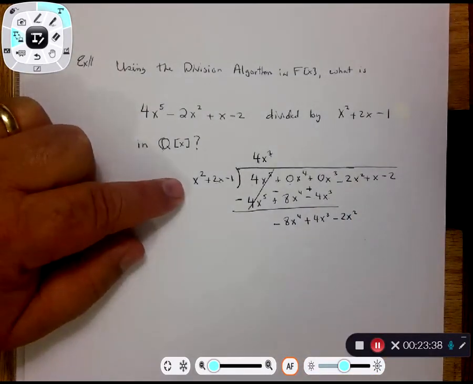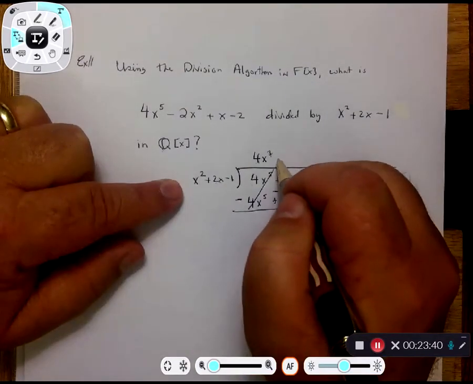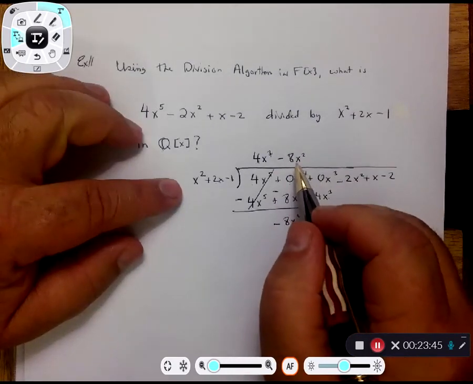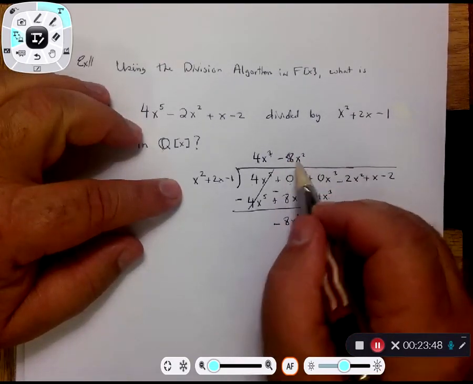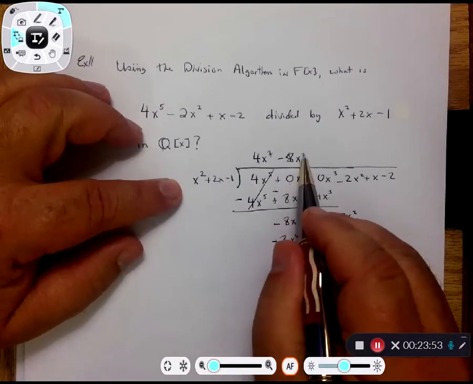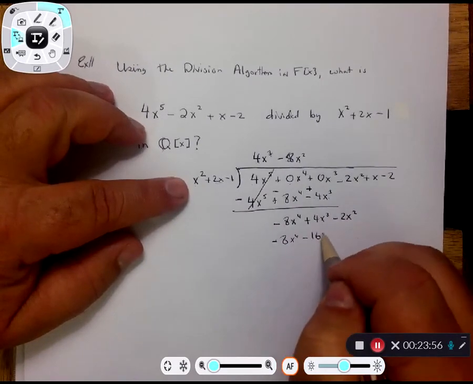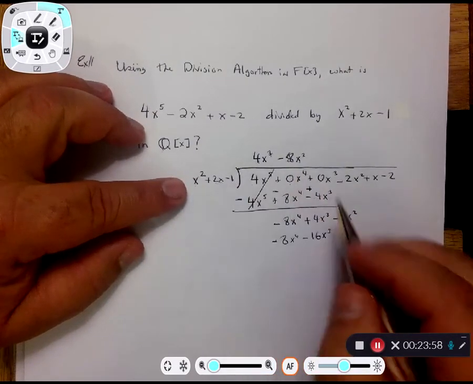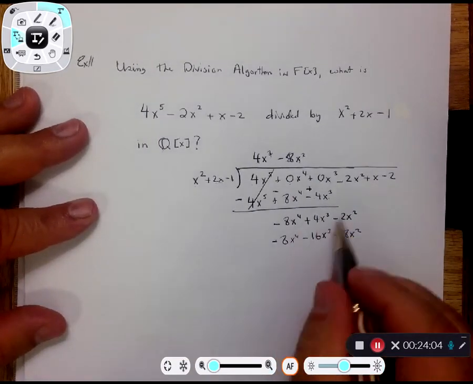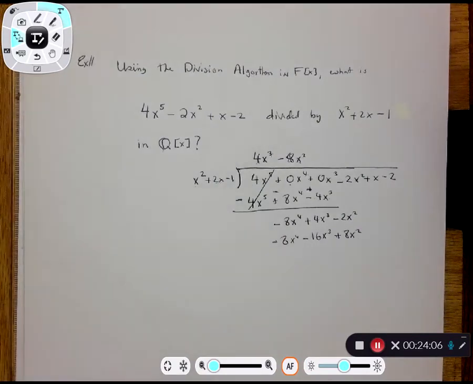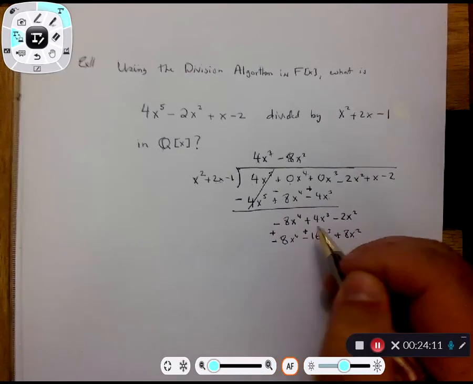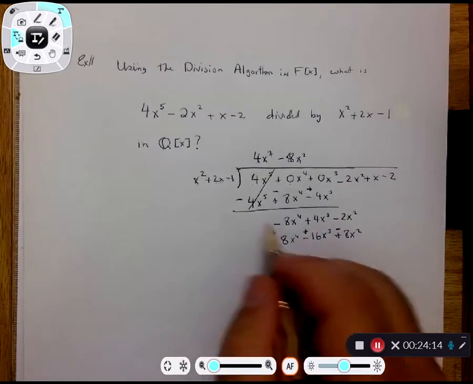What times x squared is negative 8x to the 4th? That is going to be negative 8x squared. I distribute. Negative 8x squared times x squared is going to be a negative 8x to the 4th. Negative 8x squared times 2x will be minus 16x cubed. Negative 8x squared times a negative 1 would be a positive 8x squared. Notice all your like terms line up when you put those zeros in there. I'm going to subtract, which is going to change my signs.